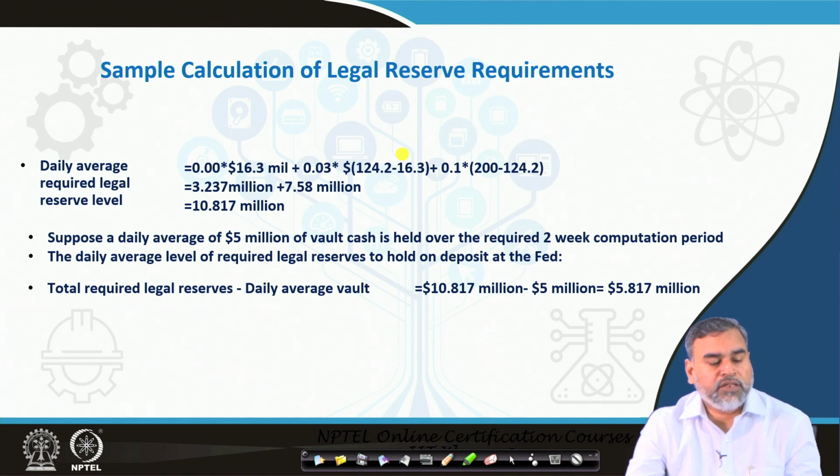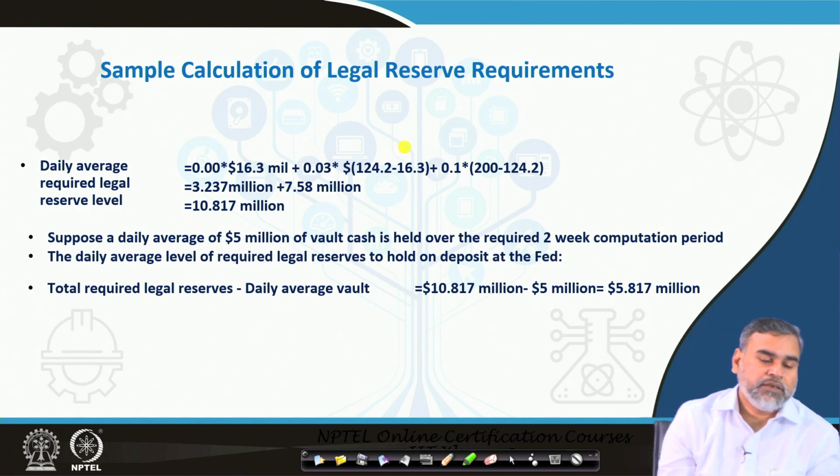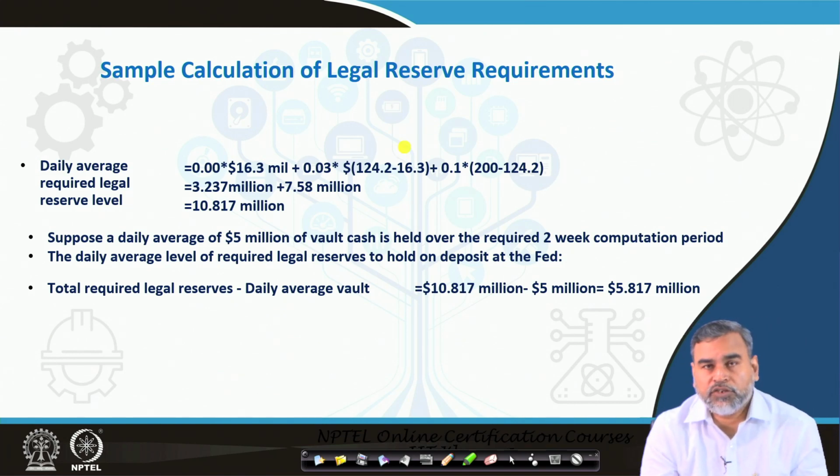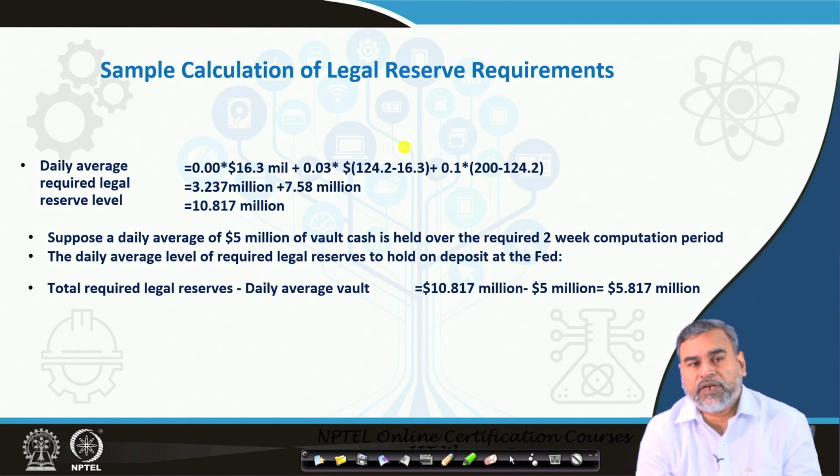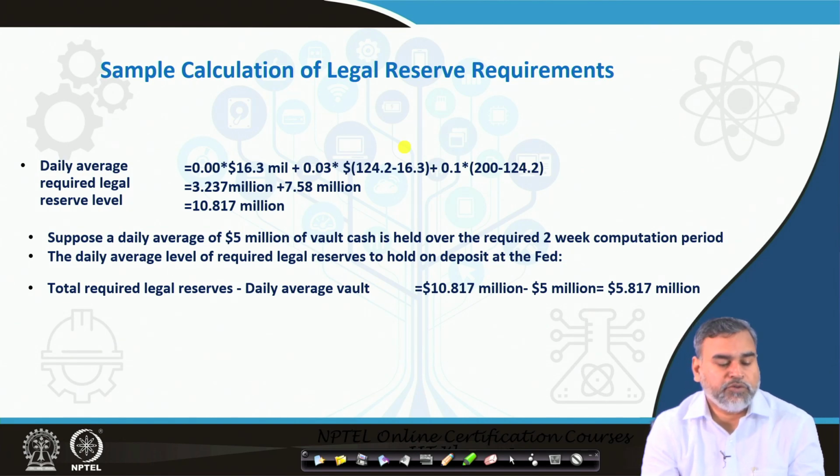So, we have got the required legal reserve, which is 10.817 million. So, the average required reserves that the particular bank has to maintain is 10.817 million at that particular point of time. Suppose a daily average of $5 million of vault cash is held over the required two-week computation period, then what is the daily average level of required legal reserve to hold on deposit at the central bank?